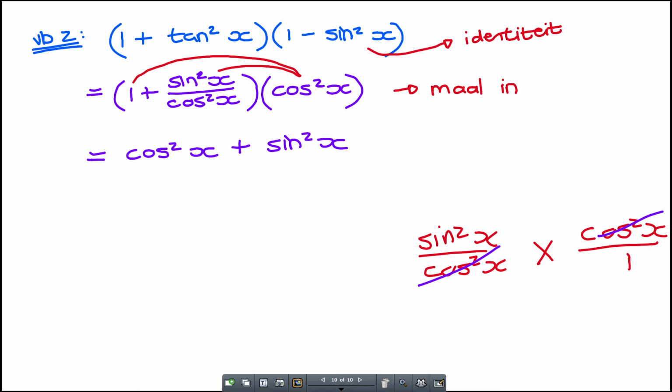Right, and now, cos squared x plus sine squared x. What is that? Isn't that an identity as well? Kyk gou daar. So dis gelyk aan 1. Do you guys see it? Hoe lyk dit? Maklik genoeg? Julle reg? Kyk, kom ons doen gou nog enetjie en dan gaan ek vir jou huiswerk gee.